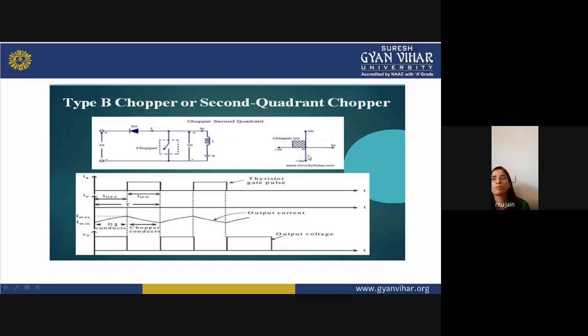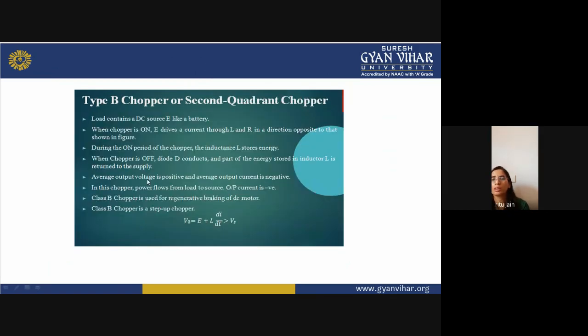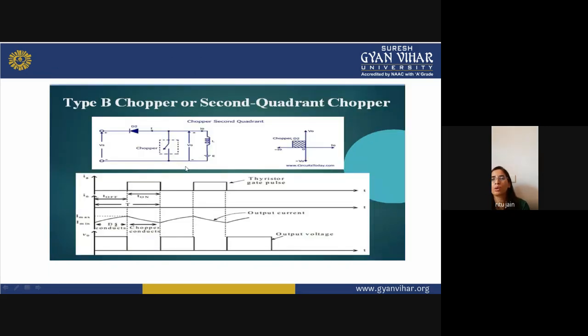You can see from the diagram the current is in the negative direction and the voltage is in the positive direction when the chopper and diode D2 are both conducting individually. So this is your type B chopper, and you can see that the Class B chopper is used for regenerative braking of a DC motor, and the Class B chopper is a step up chopper.